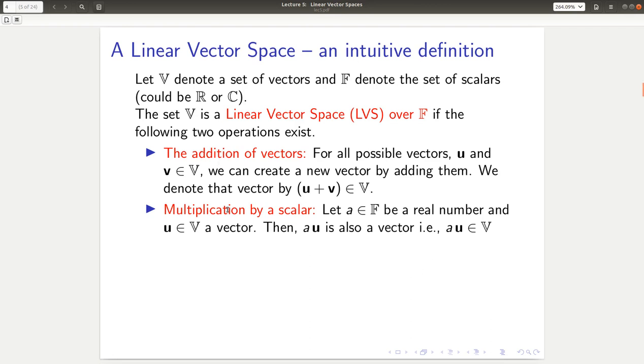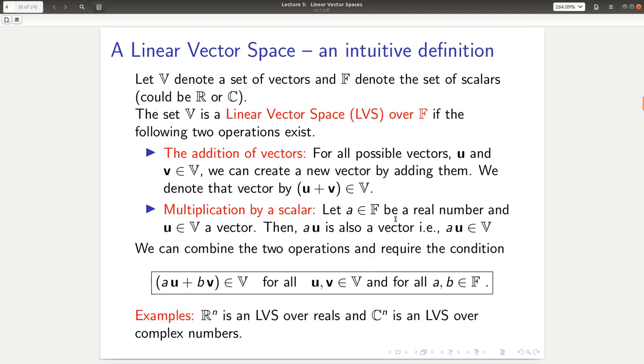So we have two different kinds of operations, and we can go ahead and combine these two operations and require the following condition: if you give me any two vectors u and v, and any two scalars a and b, the combination au plus bv is also in the set. It is very easy to check that Rn is an LVS over reals and Cn is an LVS over complex numbers. LVS is just short form for linear vector space. Sometimes I may just use vector space.